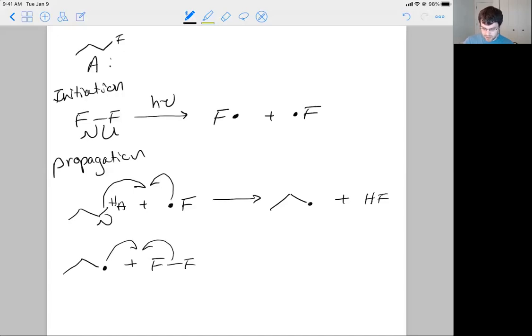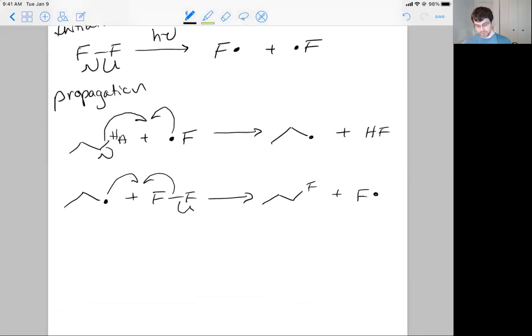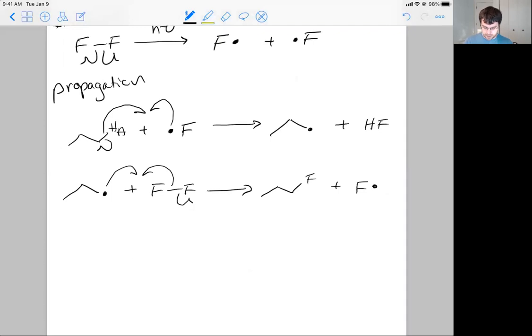And when we do that, we are going to abstract a fluorine atom from F2 to release another fluorine radical along with the desired product. So the chain reaction continues because we've generated our product as a result of a propagation step, not as a result of a low probability, ultimately unproductive termination step. So that's product A. Now what about product B?